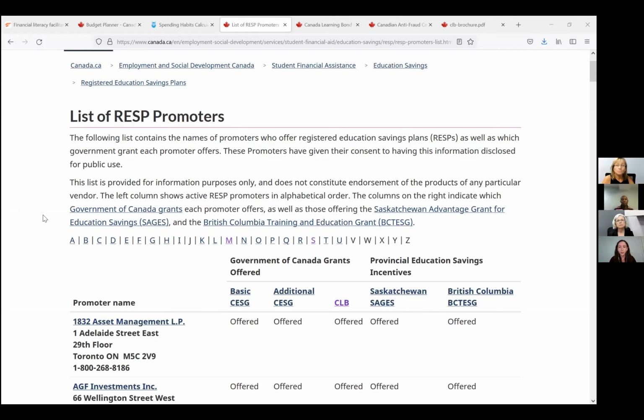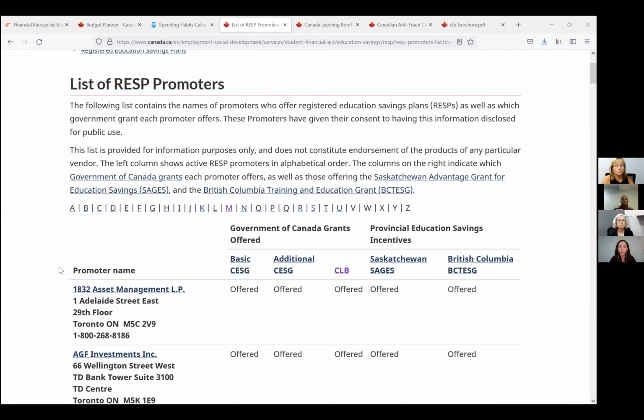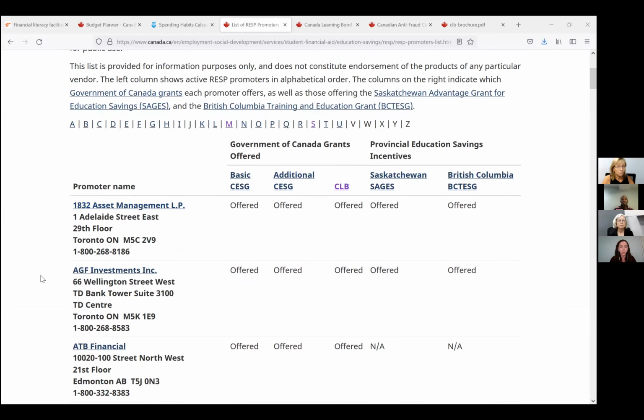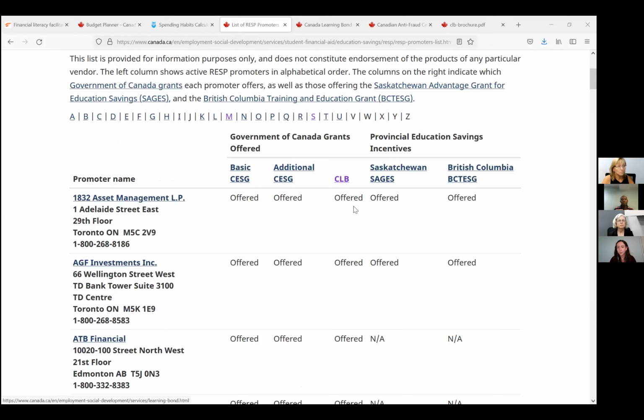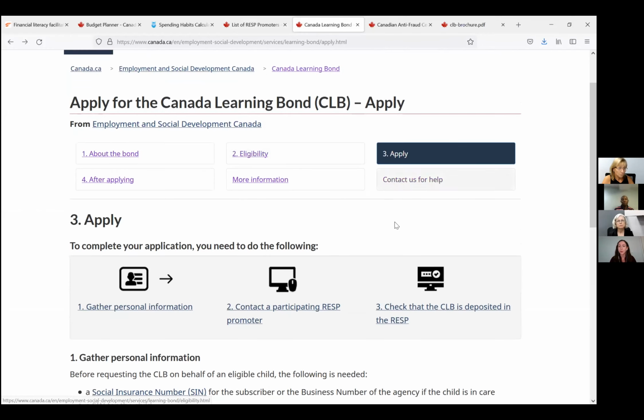So basically on the website, it has a list of all of the different ones here. Unfortunately, you can't do it by location, so it just does them alphabetically. But if you scroll through them, you can see different ones near you. And it has this column here, CLB, and it says whether or not that specific promoter offers the Canada Learning Bond. And on this website itself, there's also some more information about the Canada Learning Bond, and it will also give you some contacts if you need further help in terms of applying.